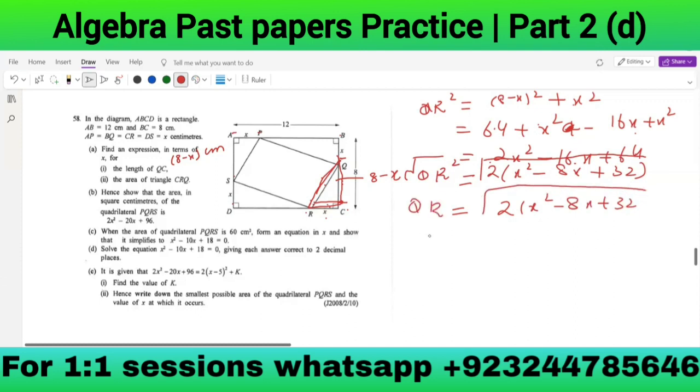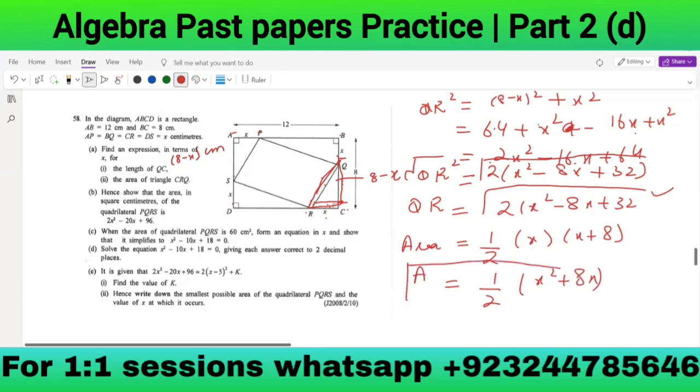Now we get the third side of the triangle, but we actually need to find the area of the triangle CRQ. Why are we finding the third side of the triangle? Okay, area of the triangle is equal to 1 by 2 length into breadth. So length is x and breadth is 8 minus x. I don't know why I calculated this. So it should be 1 by 2 into 8x minus x squared. This is simple, the area of the triangle. We don't need to calculate the hypotenuse. Anyways, this is the area of the triangle. So we are done with the second part.